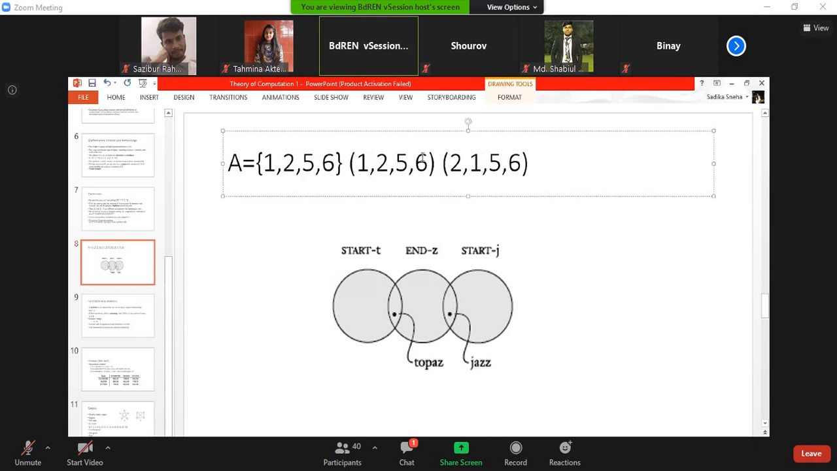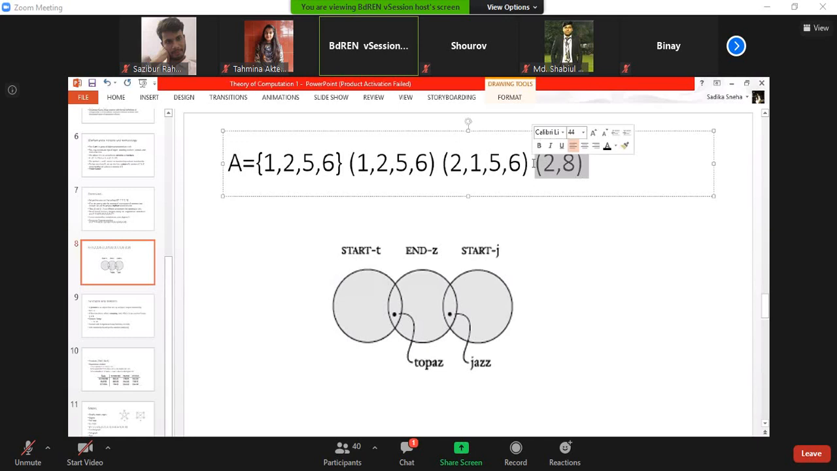Now, the repetition of an item doesn't matter in a set, but repetition of an item matters in a sequence. Those things that didn't matter in a set now matter in a sequence because there is some order. If in any sequence there are two elements, it is known as an ordered pair.